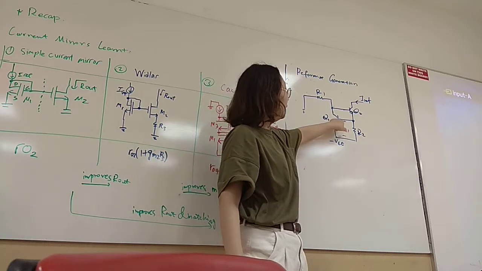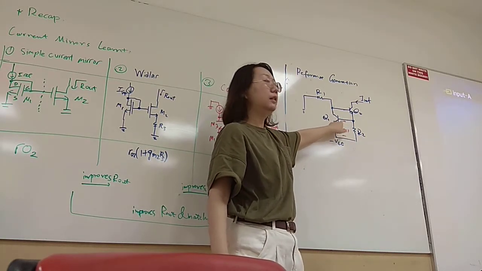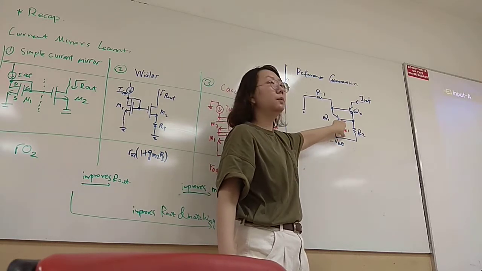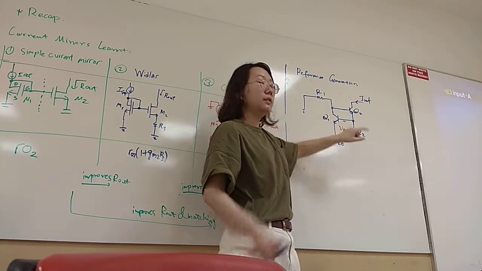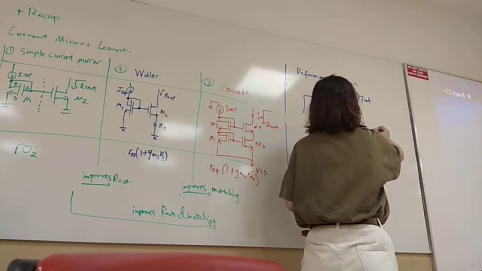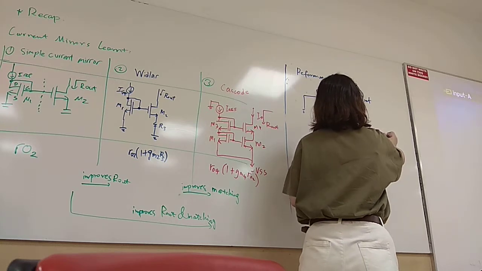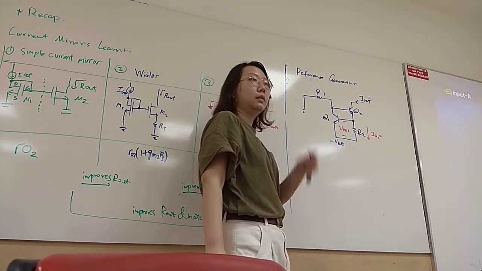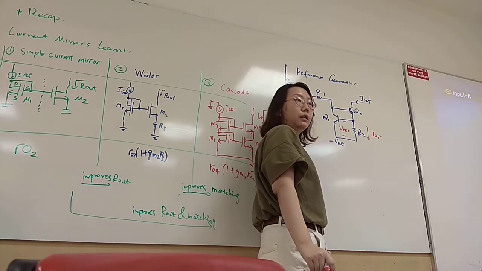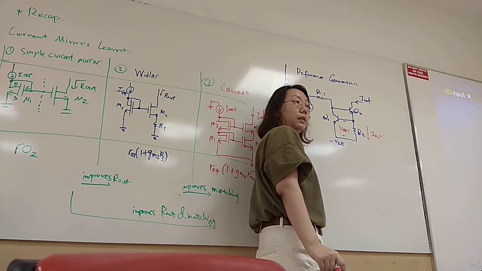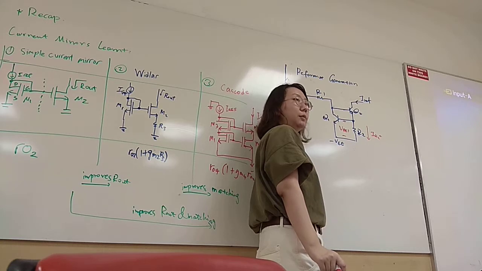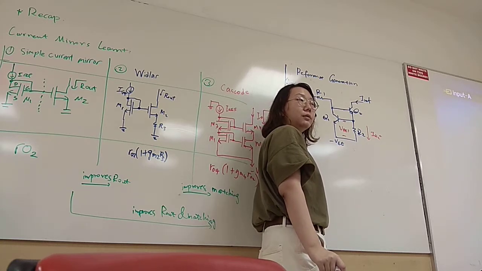Because here is the base of your Q1, right? Here is the emitter of your Q1, right? So here is your VBE1. So the voltage across your R2 is VBE1. What's the current flowing through your R2? We already know the voltage across your R2 is VBE1, right? So what's the current flowing through your R2?